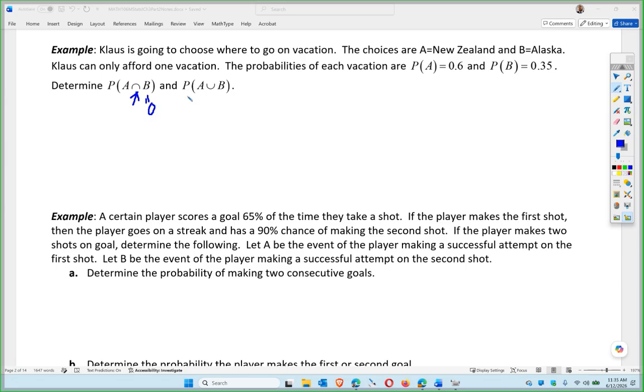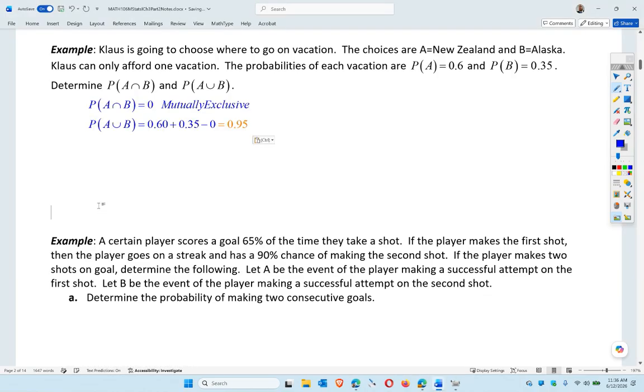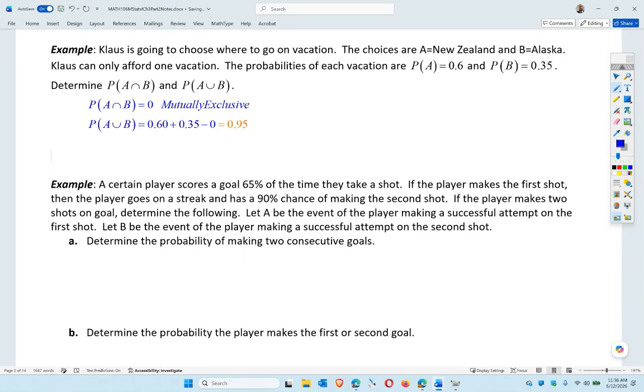So "or" is when you add them together. Or is the add case. So all I have to do is add this plus this, and then subtract out the overlap. Well, if I do that, that's going to be 95, correct? So we know my "and" is 0, and then the overall is 95. You're like, well, that's not 100. Well, that's fine, because what if you didn't go on vacation? That'd be the last 5%, correct?